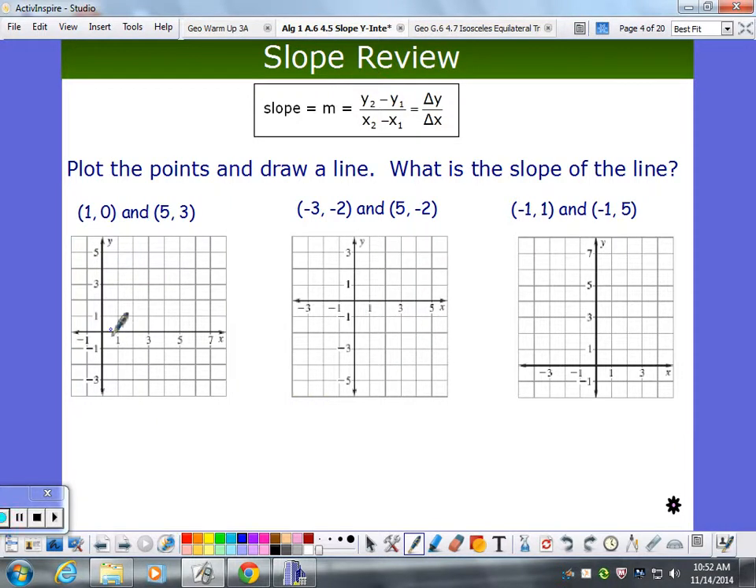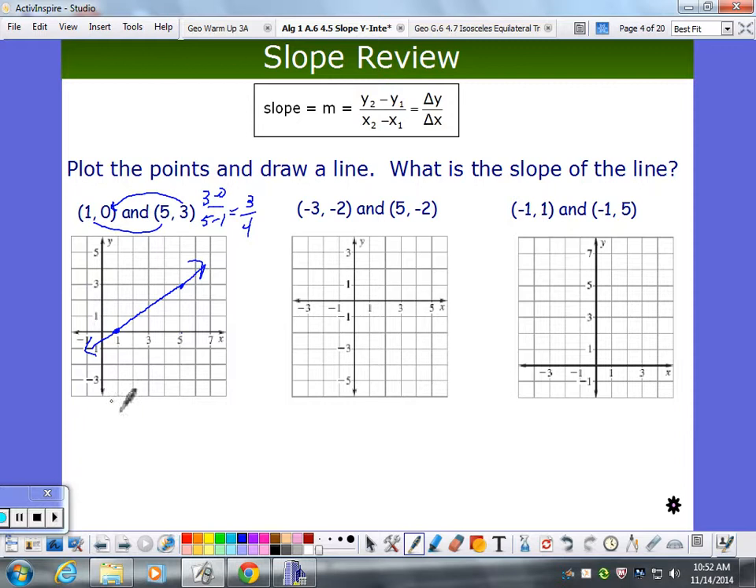What's the slope? So if I go 1, 0, and then I go 5, 3, and I have this line, right? What's the slope of the line? Well, I can use the slope formula, which is y2 minus y1 over 5 minus 1, that's x2 minus x1, and I get, what, 3/4?